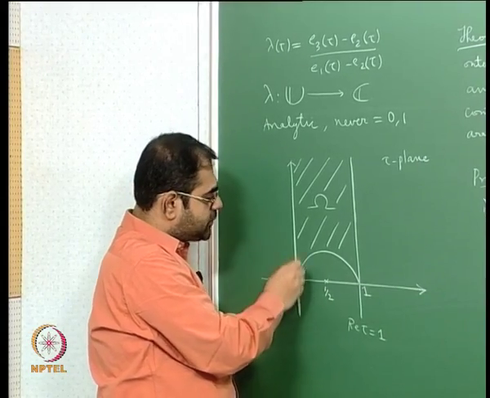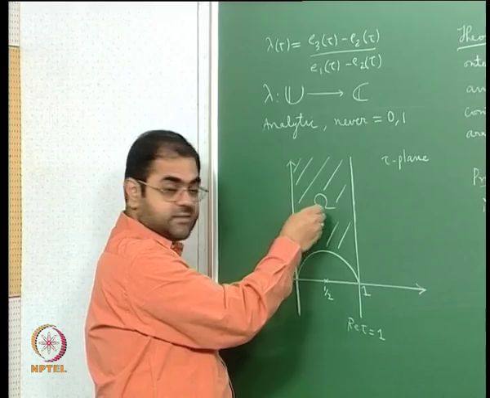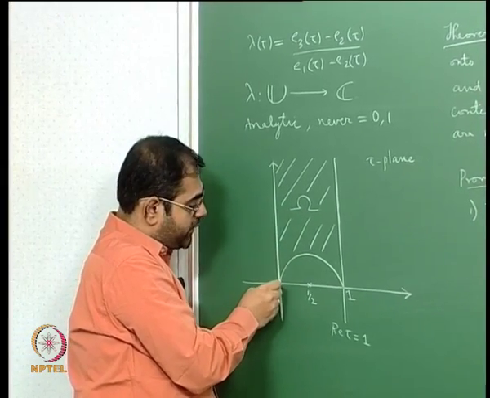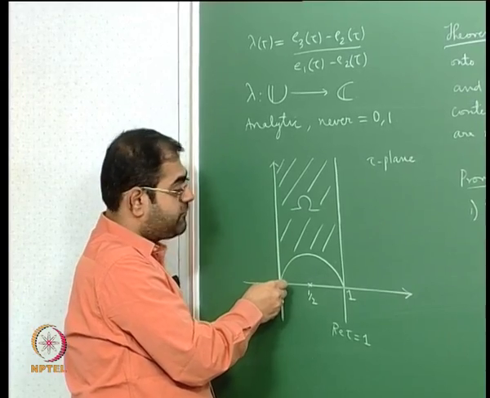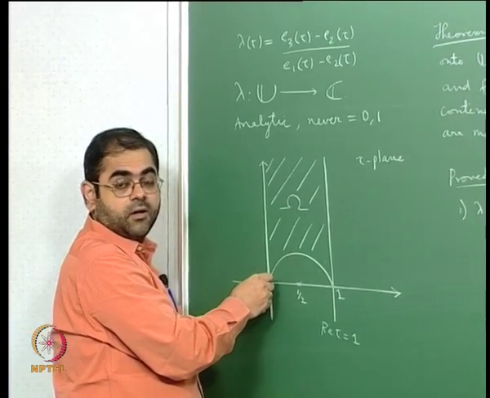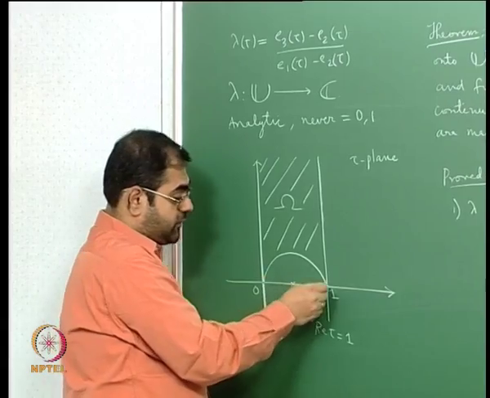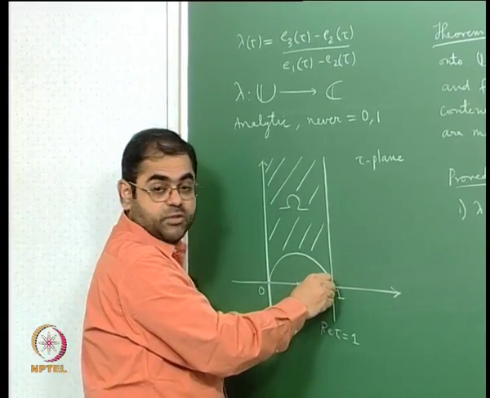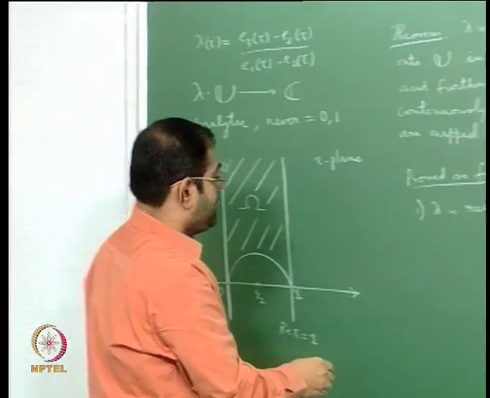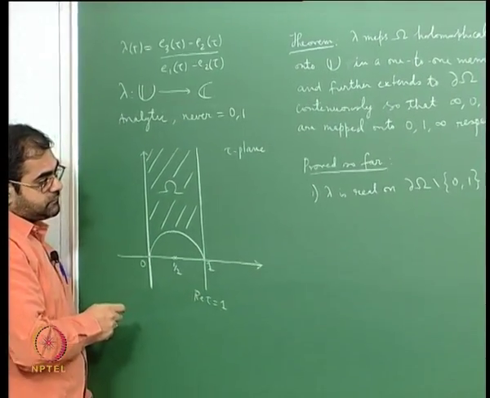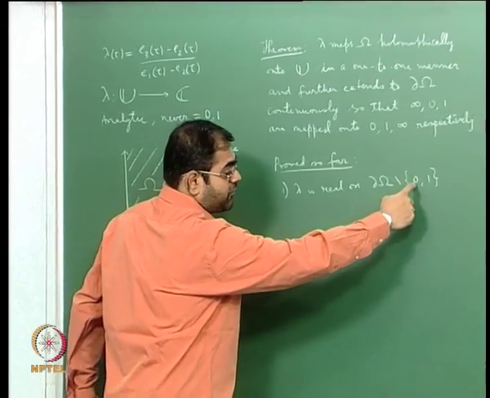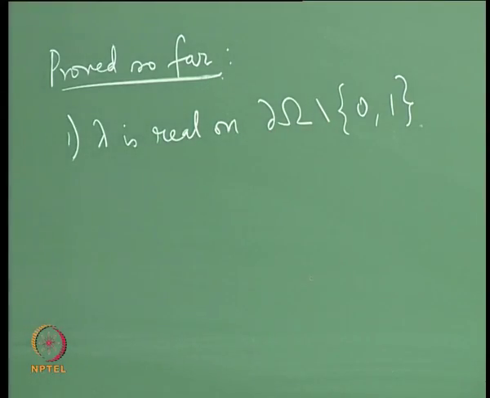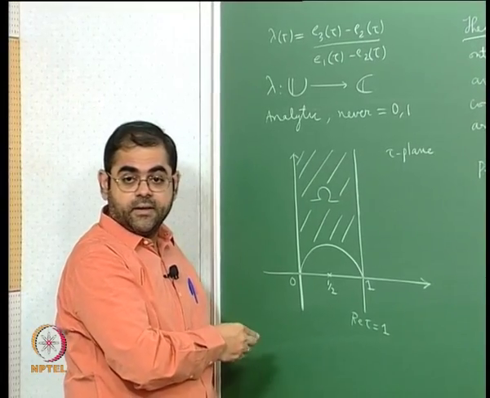So I will have to essentially show that if tau is inside omega and also on the boundary of omega, and suppose tau tends to 0, I will have to show that lambda of tau goes to 1, and if tau tends to 1, then I will have to show that lambda of tau goes to infinity, okay. So but on the other hand, if you do not worry about these 2 points, on the rest of the boundary, okay, lambda is certainly real, okay.